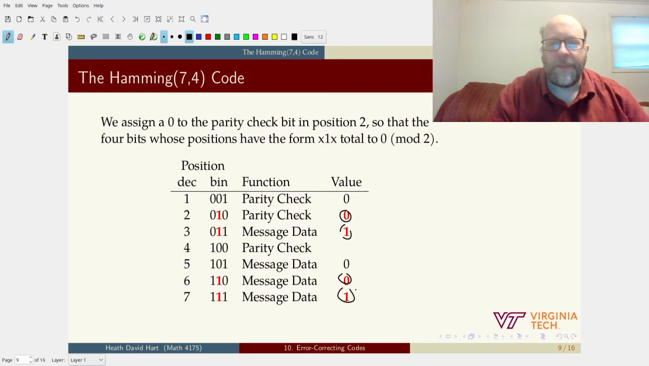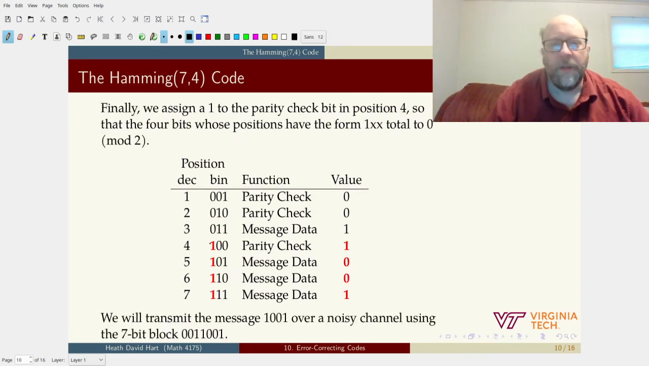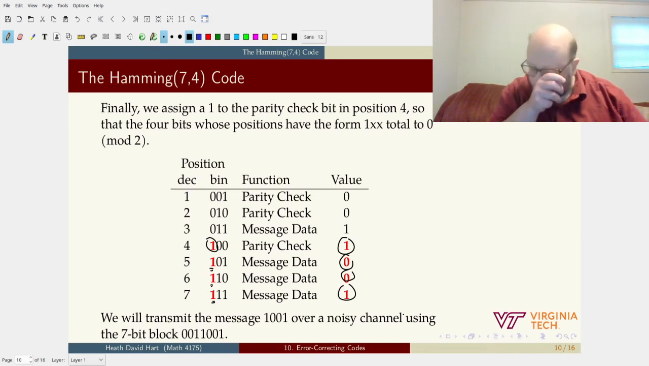And then we'll do the same thing with the last digit. 1, 0, 0. We're going to look at all the other places that have 1 for its leading digit. And since I only have a 0 and a 0 and a 1 here, then to get an even number of 1s, I need to make this parity check bit a 1. Okay?